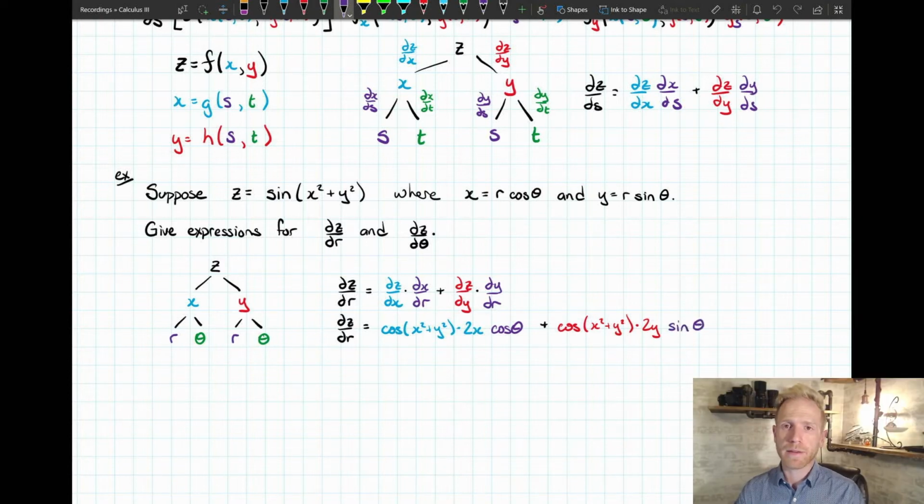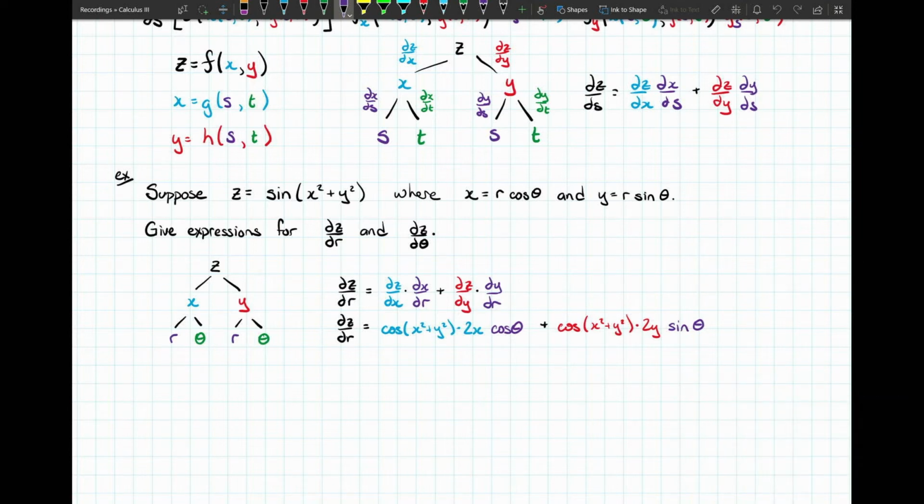Now keep in mind that right now we actually have del z by del r expressed in terms of x's, y's, and thetas. Potentially you could even have r's in there if you had different functions. However, if you really wanted to, you could always just plug in our formulas for x and y in terms of r and theta. You could express this partial derivative just in terms of r and theta if you wanted to.